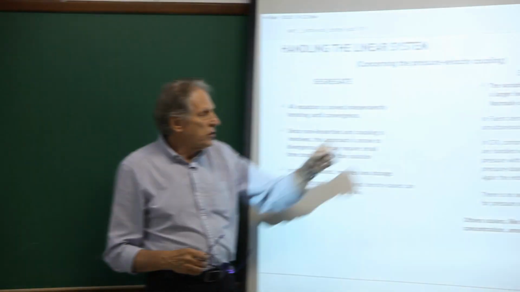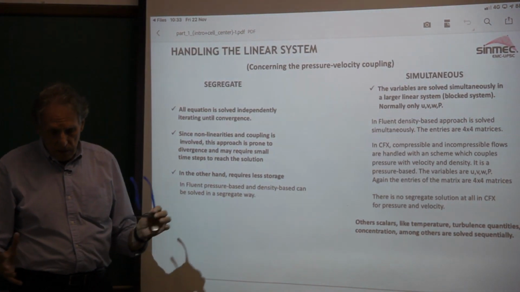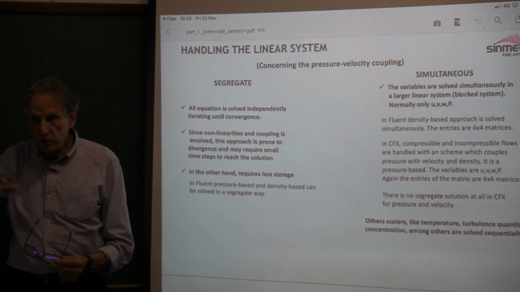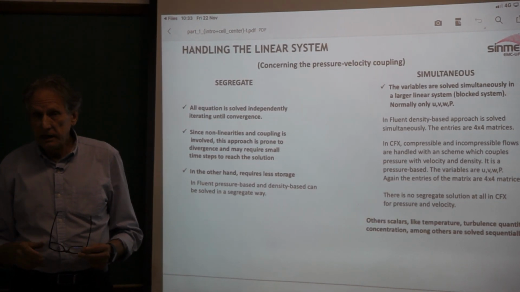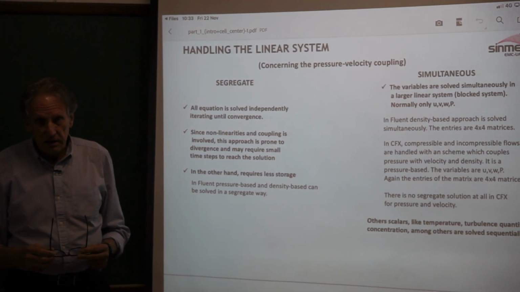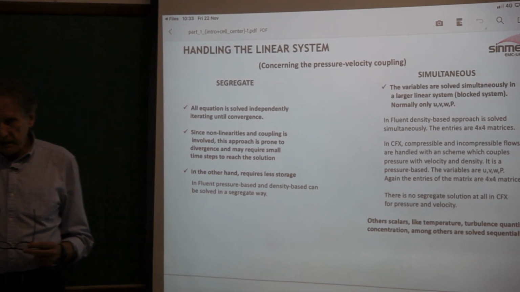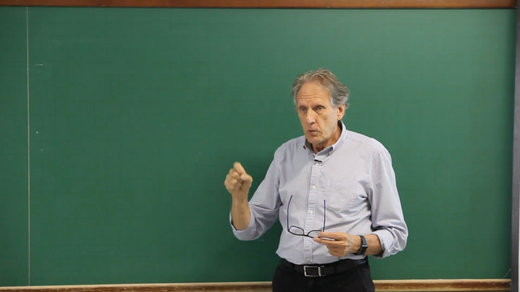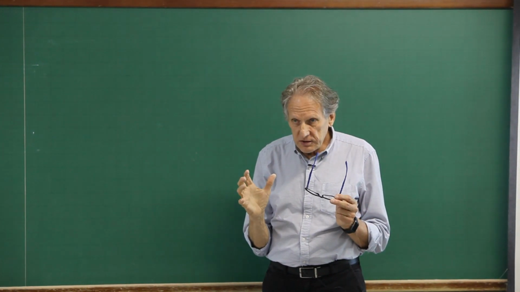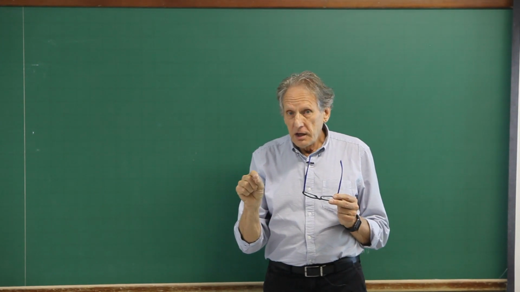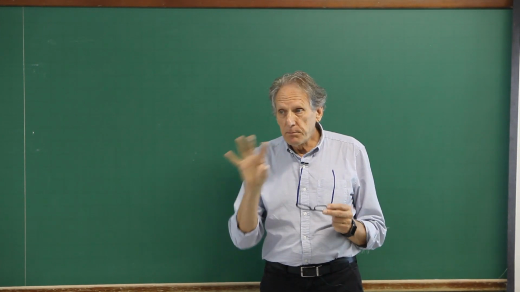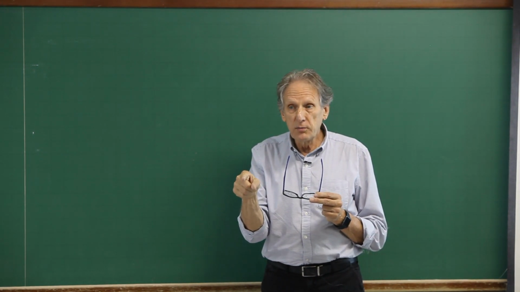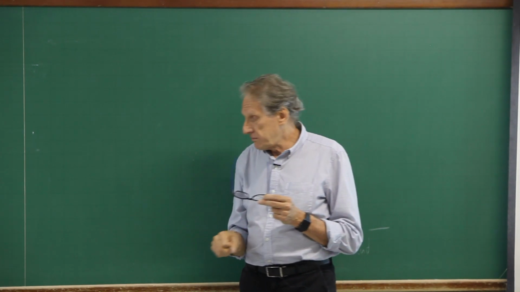In the simultaneous solution, you put all variables together. You put together all these equation systems. Of course, it's not done yet with all the equations. What is done simultaneously is U, V, W, and P. The pressure and velocity are put together because this is the more difficult coupling that we have.